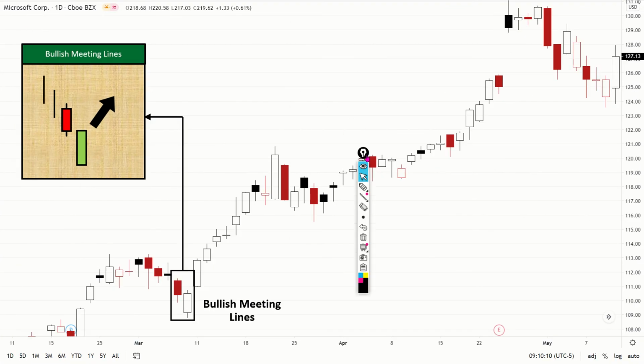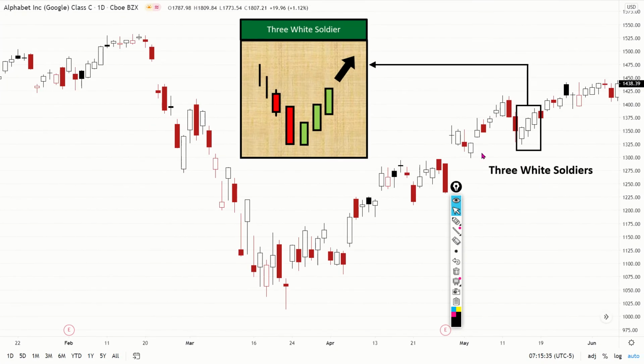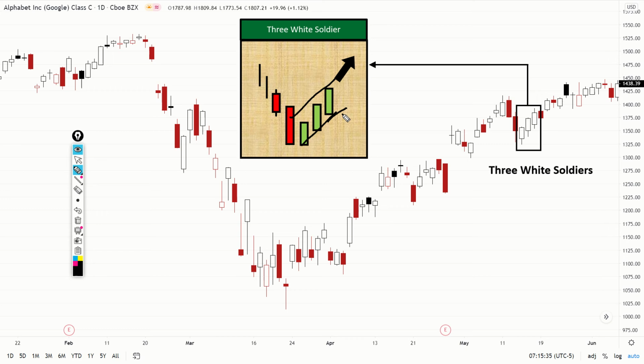Microsoft, another strong one, bullish meeting lines, and you start to see it trend upwards. Then Alphabet. Okay, three white soldiers is a little bit rare and not one of my favorites. Sometimes this could form something we call a bearish flag before it continues to go down, so it's very similar to that. But of course, if we see this pattern in a strong fundamental stock, it's likely to continue going upwards, and it also depends on where it is.